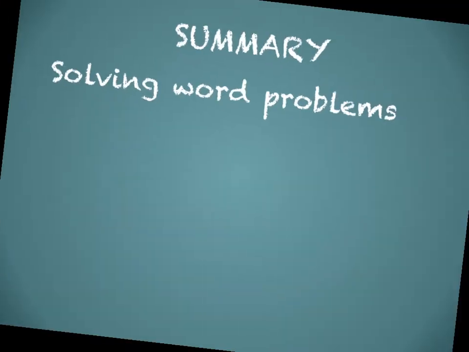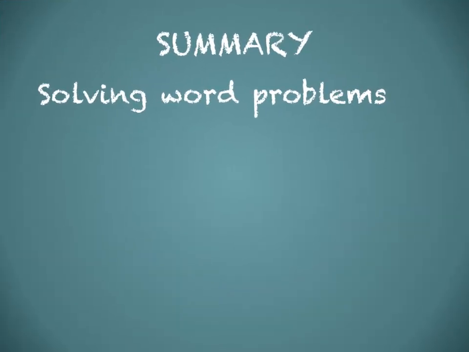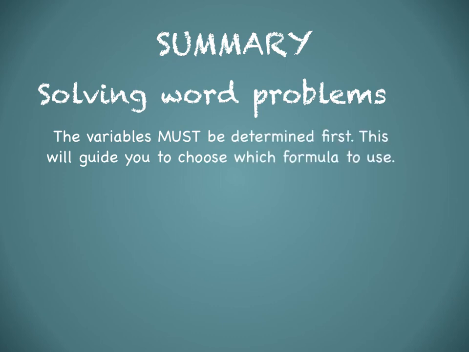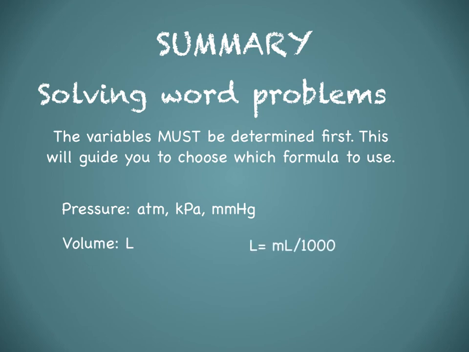In summary, solving word problems, the variables must be determined first. This is going to guide you to decide which formula you're going to use. Once again, there's pressure with the units of atmospheres, kilopascals, or millimeters of mercury. There's volume with the units of liters, and you can convert liters from milliliters by dividing by 1,000. Temperature needs to be in Kelvin before you do the calculation. To obtain a Kelvin, it's going to be degrees Celsius plus 273, and then the number of moles.